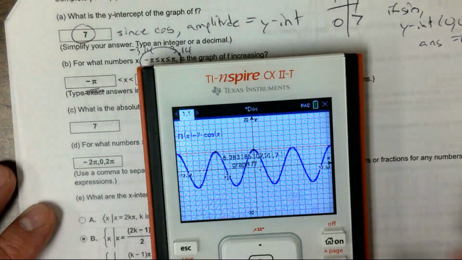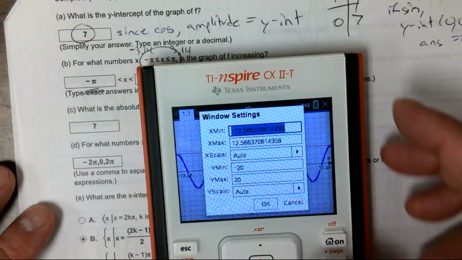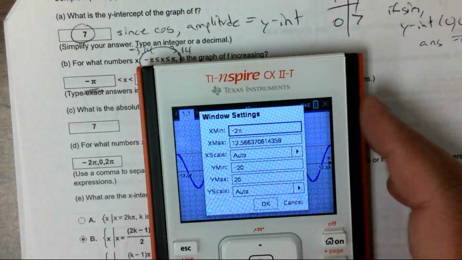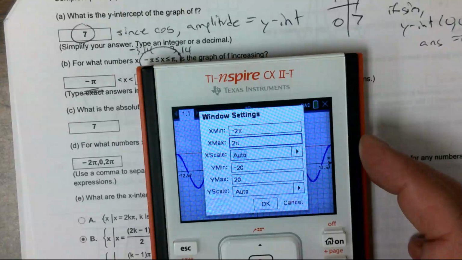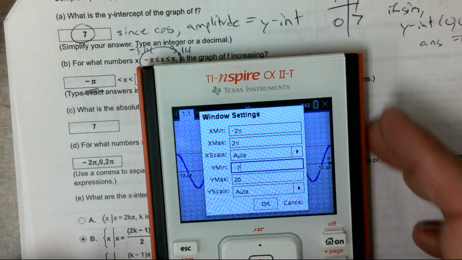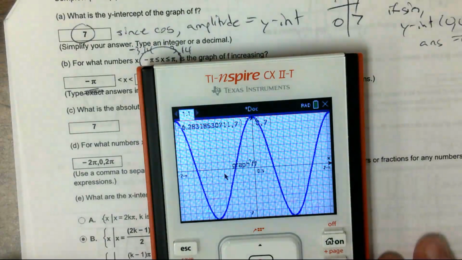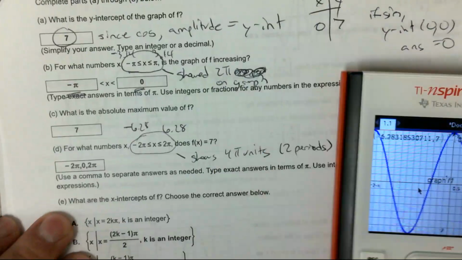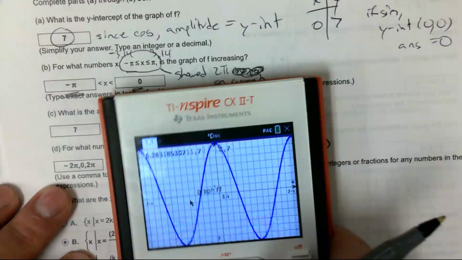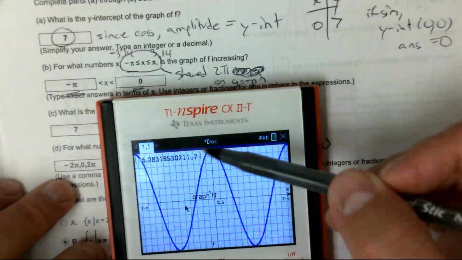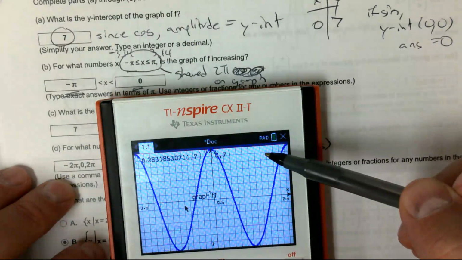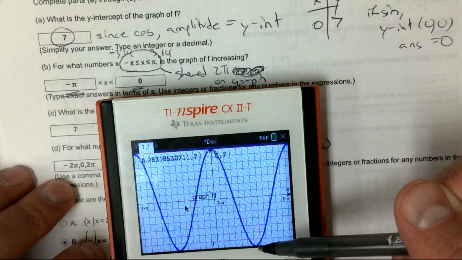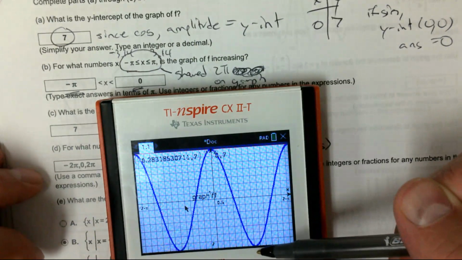Now if I go back to my window and put it how I was wanting it, from negative 2 pi to 2 pi, and I'll still put negative 7 to 7. If I do that, you'd notice it asked for the maximum, which was where it's positive 7. So I have 1, 2, 3 answers. If it had asked for where it was negative 7, it'd be 2 answers. So it just depends on what it wants.